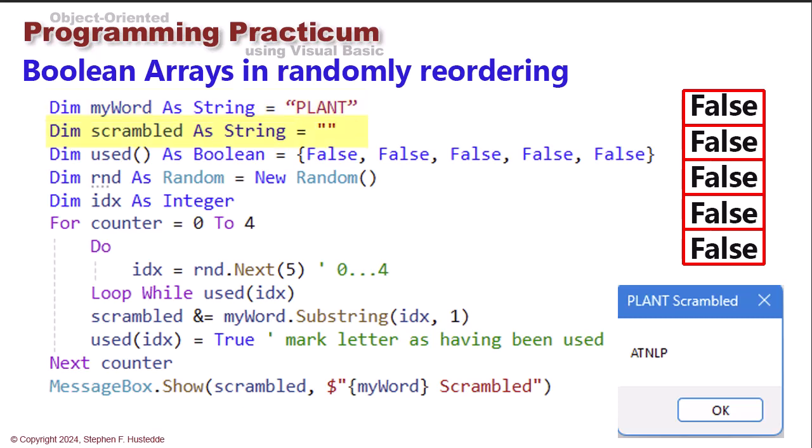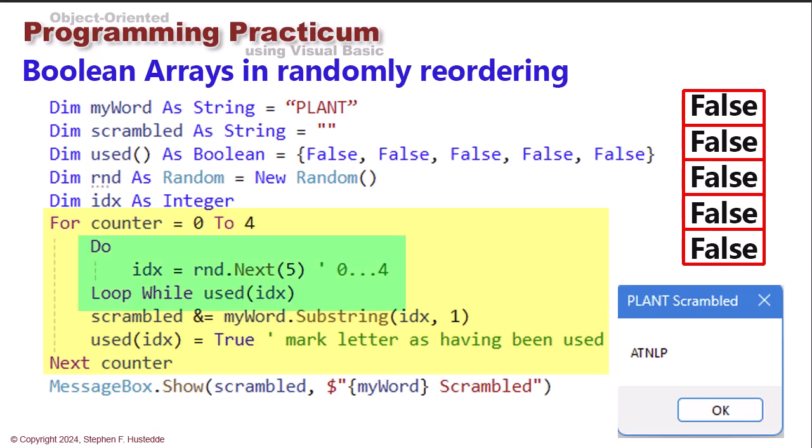I create another string variable called scrambled, and then I have a Boolean array that I just simply named used, and it equals, in this case, false for 5 elements, 0 through 4. My word is 5 characters long. I'm going to create a random object and then another integer variable called idx, and use a for loop where I'm going to go through however many characters there are in the word. In this case, there's 5, so I'm going to go from 0 to 4.